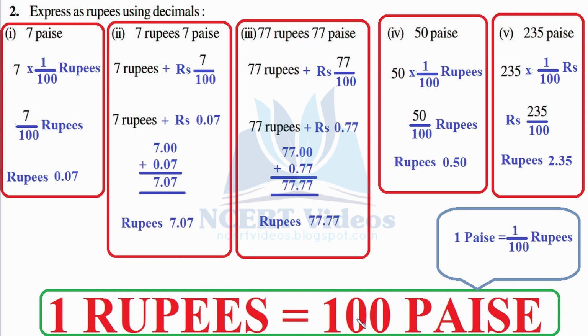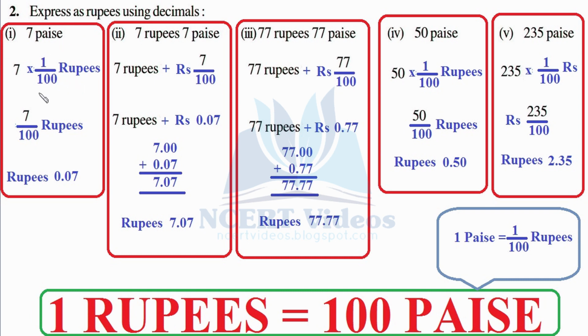It means your 1 paise will be equal to 1 rupee over 100. So that is what we have done here. It simply means that there are 100 paise in 1 rupee. So 7 into 1 over 100, because it will be less. In rupees, 7 paise will be less. You can also remember it this way: if you want to go towards a greater currency, you just divide the number. So 7 over 100 rupees.